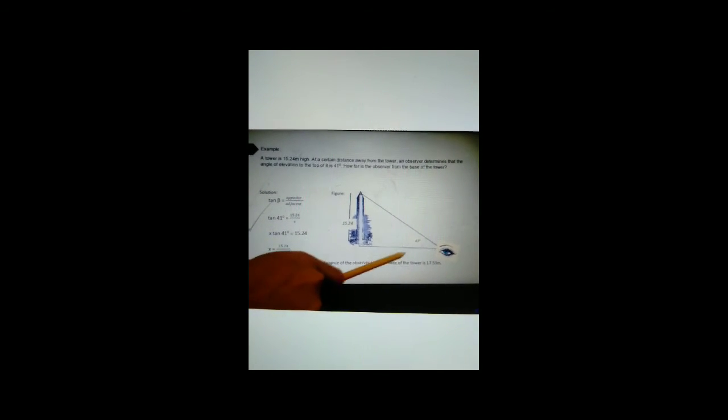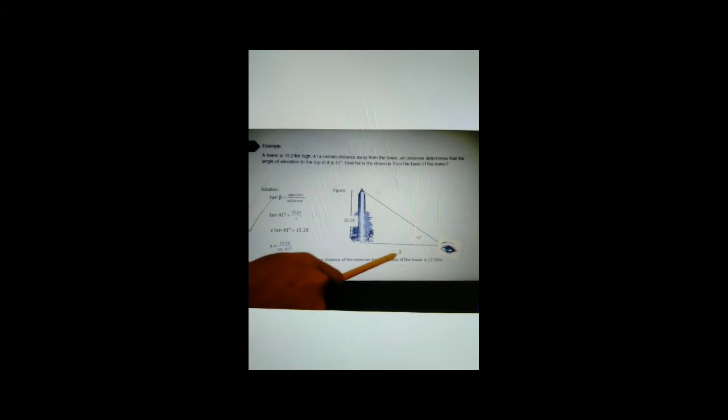So for example, a tower is 15.24 meters high. At a certain distance away from the tower, an observer determines that the angle of elevation to the top of it is 41 degrees. How far is the observer from the base of the tower? So, observer to the base of the tower. We have to find the measure of this side. So we will use the tangent.